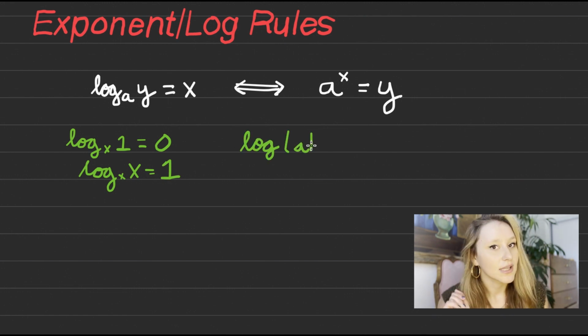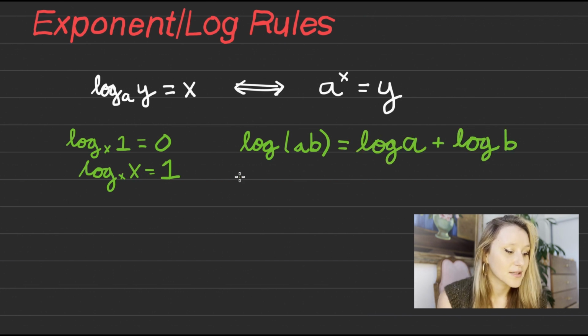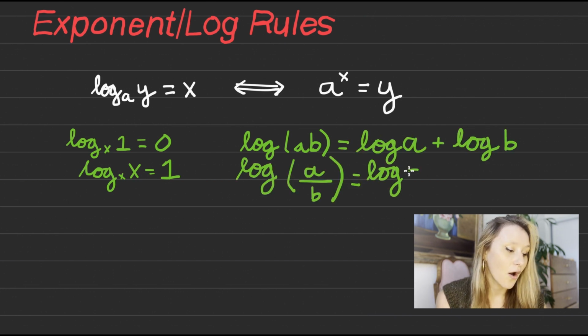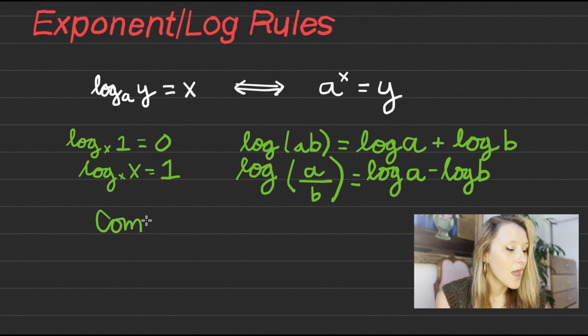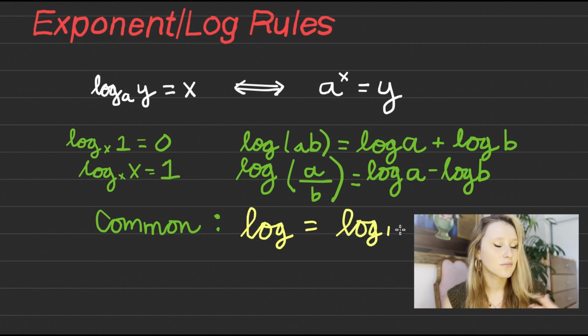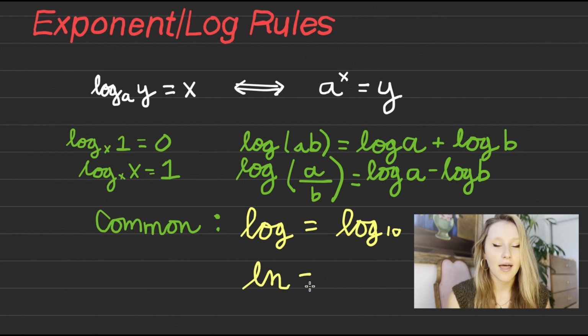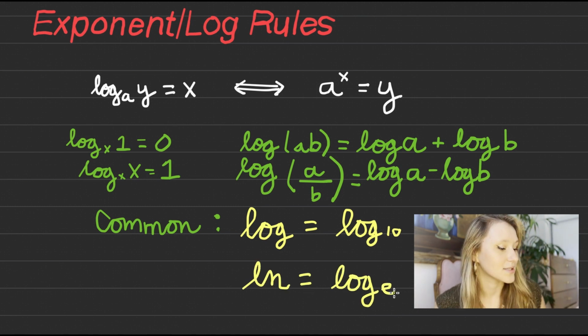This is what you'll really need to know. Log of a times b is equal to log of a plus log of b. Log of a over b is equal to log of a minus log of b. And commonly, when you just see a log, that is log 10. And if you see ln, that's called the natural logarithm, and that is log of the base e.